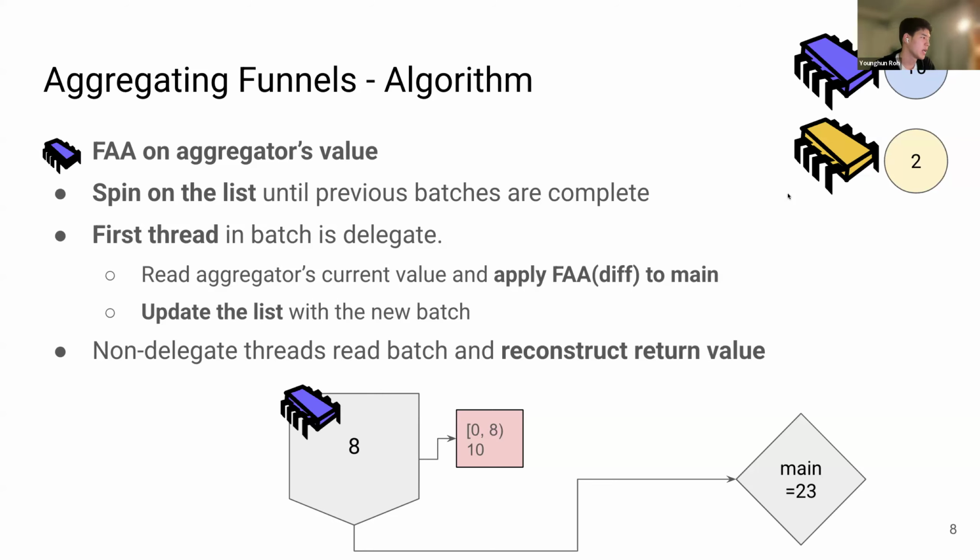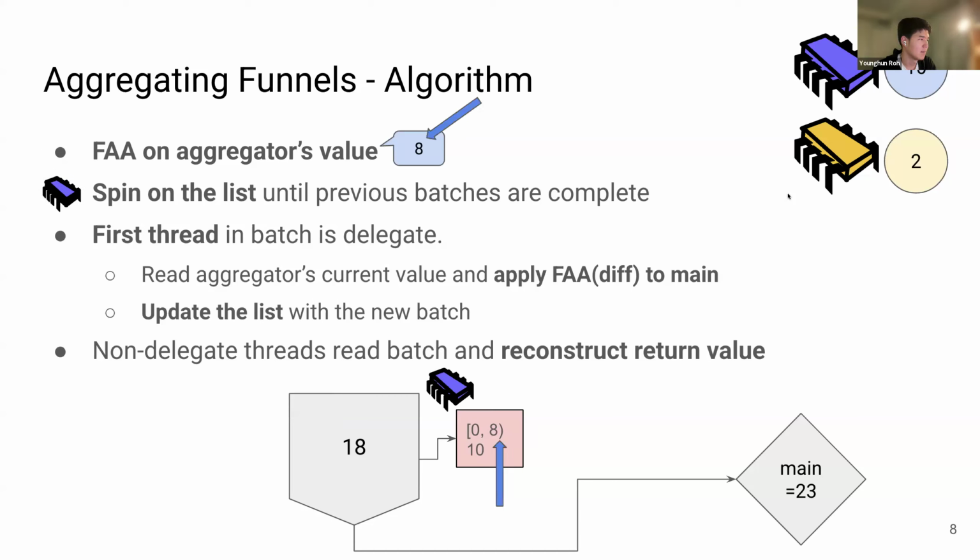And let's say the blue thread comes along first and tries to do the fetch and add on the aggregator's value. So it will do the fetch and add 10 to this aggregator internal value and increment from 8 to 18, sorry, 8 to 18. At that time, the blue thread will keep the previous internal value in its memory, and we call this a ticket number. So the blue thread has a ticket number of 8.